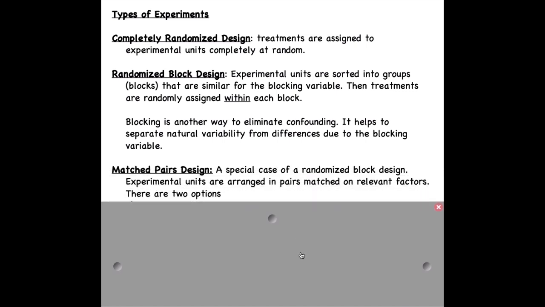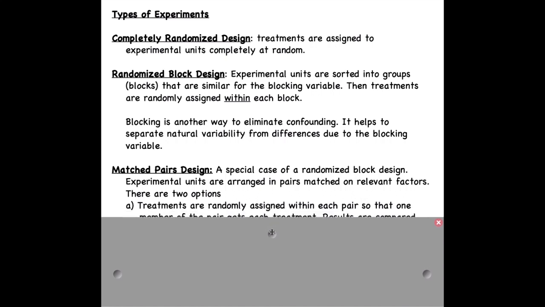The last kind of experiment you need to be aware of is called a matched pairs design. Now, we talk about it separately because it does have some differences, but it's really just a special case of a block design. With a matched pairs design, you take your experimental units and you arrange them in pairs so that the pairs are matched on some factor that you think might matter. And there's actually two different ways that you can do this.